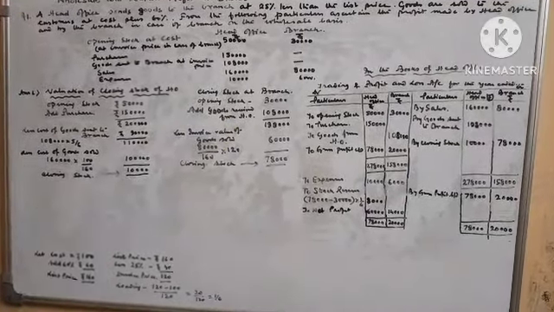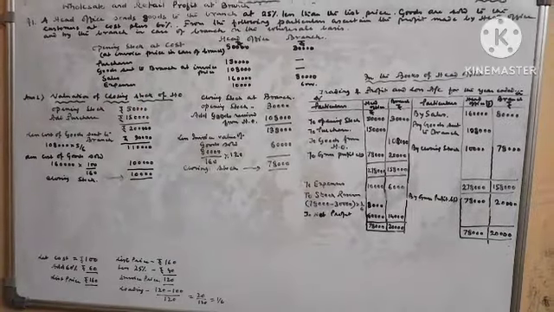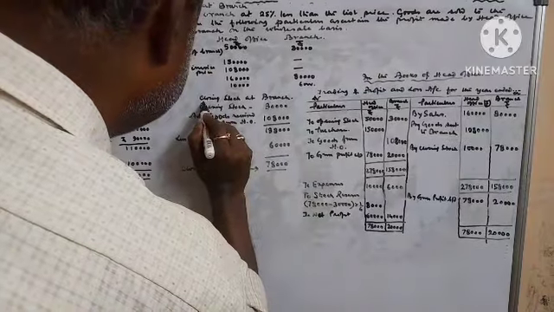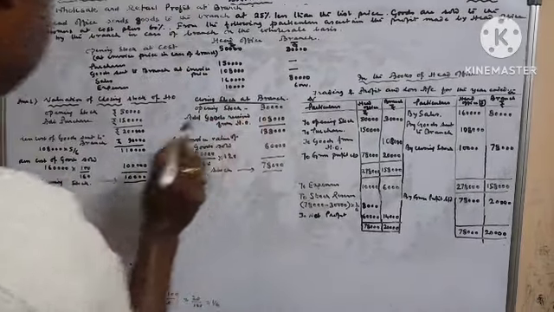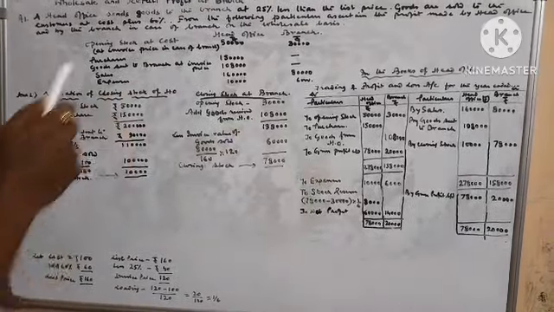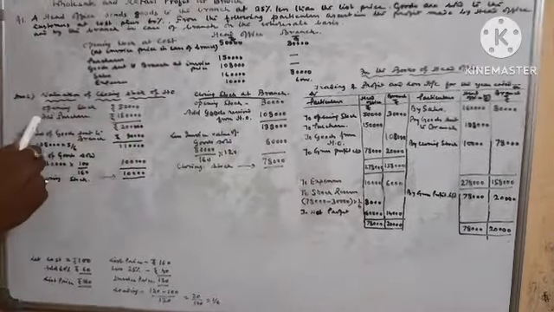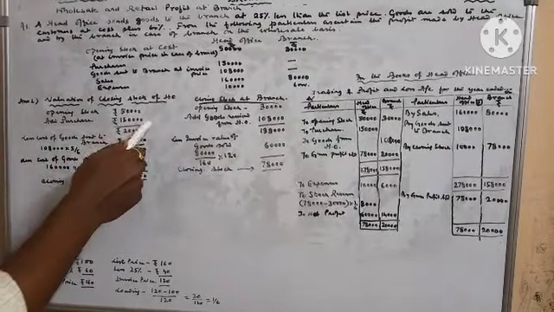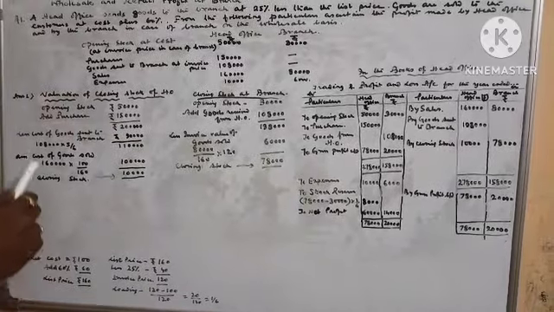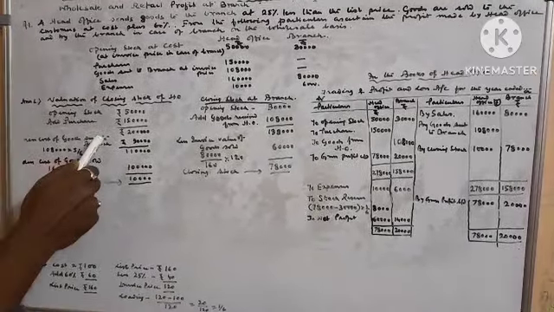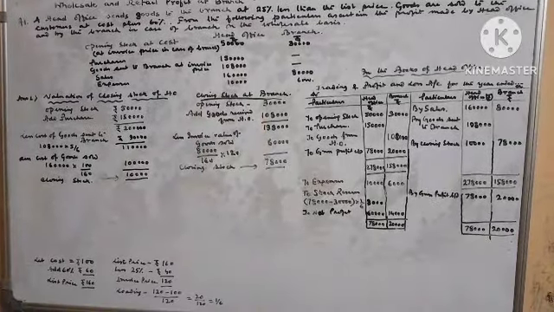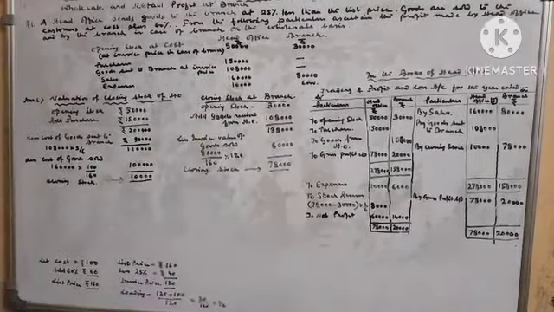First we have to find out the valuation of closing stock of head office and the valuation of closing stock at branch. So, valuation of closing stock of head office: opening stock given is 50,000, that is at cost price. Add purchase, also at cost price, 1,50,000. After adding, total is 2 lakhs, less cost of goods sent to branch. This is 1,08,000, given at invoice price, so we have to convert it into cost price.